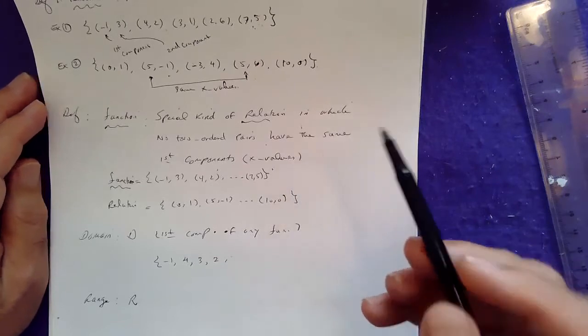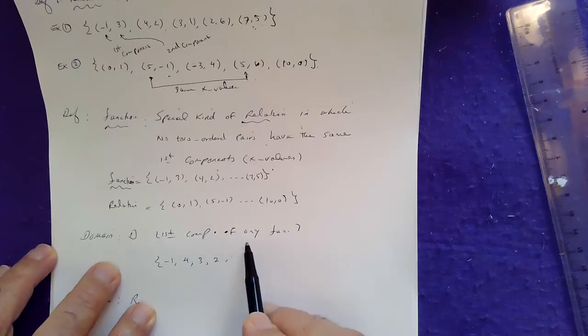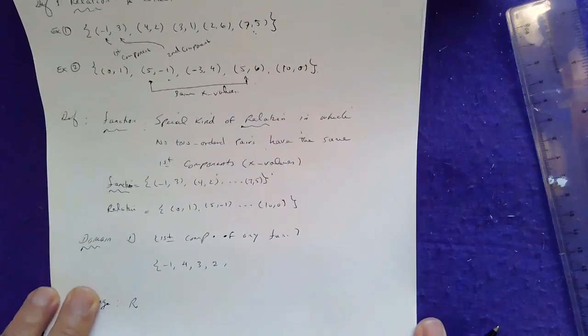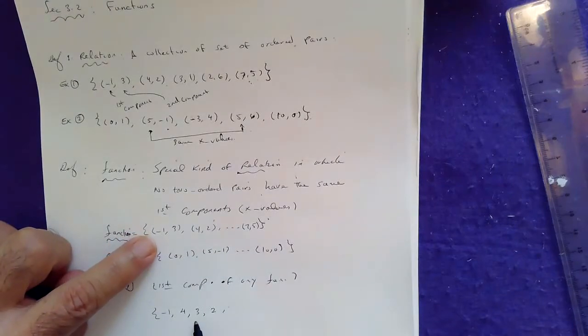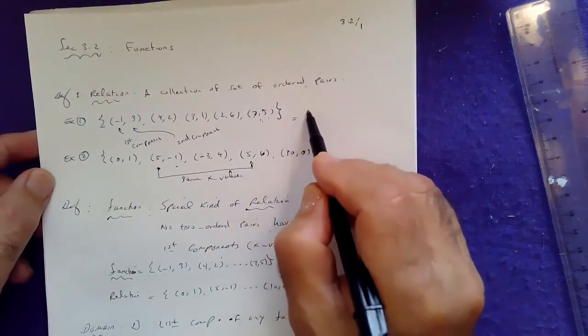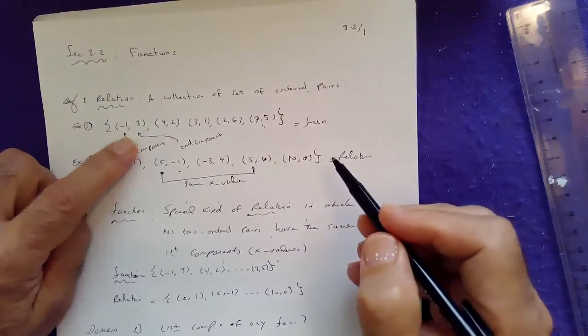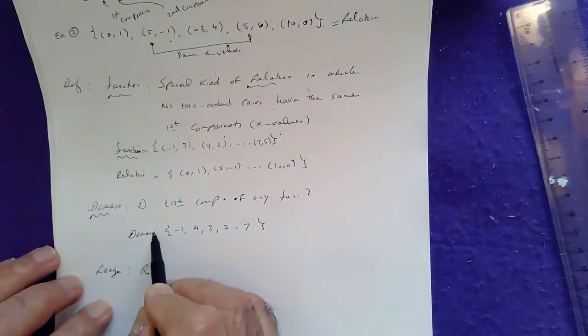Once you decide you have a function, the first component of any ordered pair of the function is called the domain of that function. For instance, the domain of this function right here is -1, 4, 2, and 7. Remember, we decided this is a function and this one is a relation. So the x values of a function are called the domain.